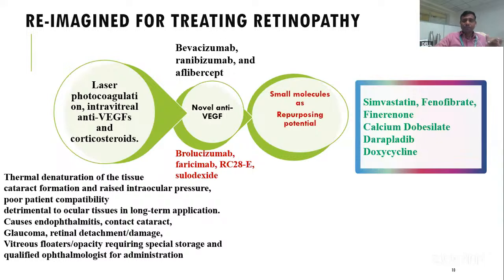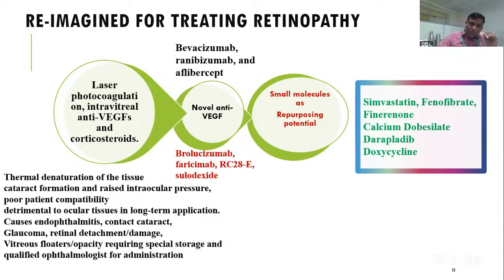Have a look at diabetic retinopathy. For diabetic retinopathy, I have already told you that India is the diabetic capital of the world, and retinopathy is increasing at an alarming rate. Almost 5 to 7% per annum, and it is a very serious concern. So, particularly three options are available to treat diabetic retinopathy: laser photocoagulation, intravitreal anti-VEGFs, and corticosteroids.